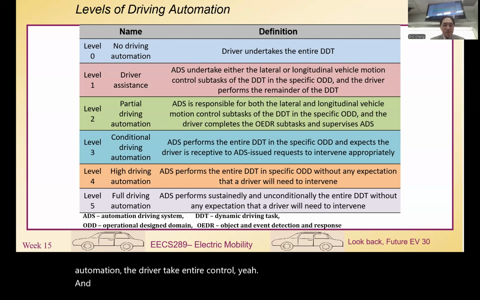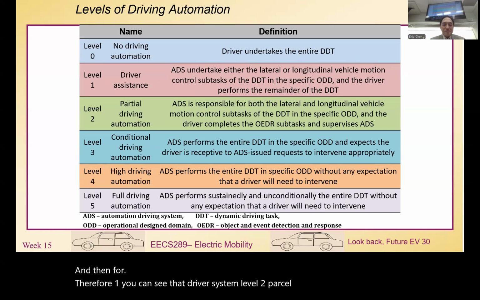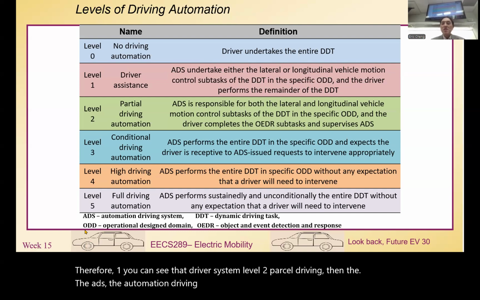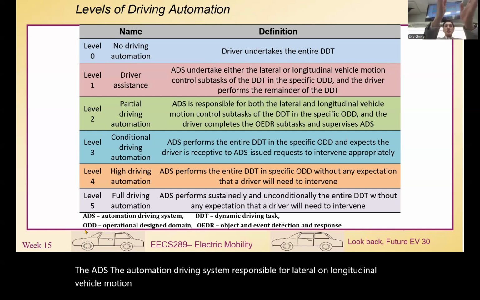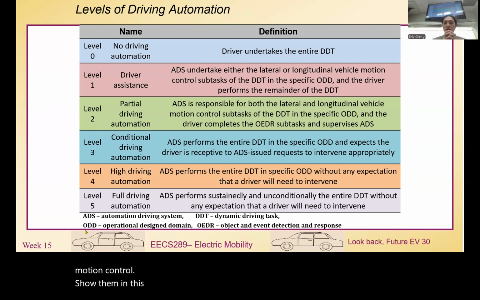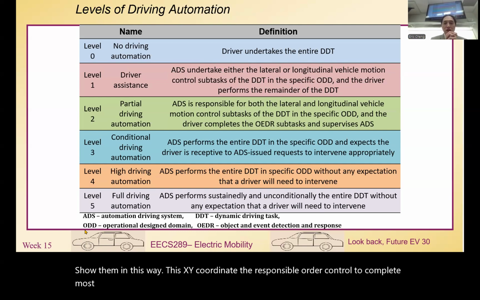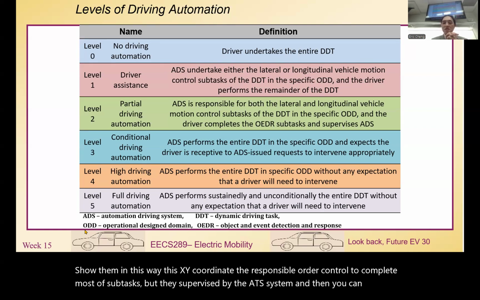And then for level 1, you can see the driver assistant, level 2, partial driving. Then the ADS, the automation driving system, is responsible for lateral or longitudinal vehicle motion control. So that means this XY coordinate, they are responsible for all the control. They will complete most of the subtasks, but they are supervised by the ADS system. And then you can see that will give you more detail about which one.